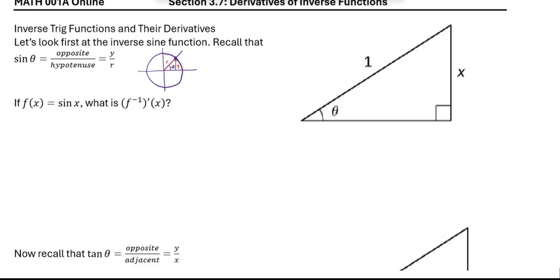But the sine function is opposite over hypotenuse. We call that y over r in general for any r. You can see the triangle I have at the right would be specific to r equal to 1. And notice I've labeled this x. We're going to come back to why I've labeled that x in just a second. So here's the setup: if f of x is sine x, if f is the sine function, what is the derivative of the inverse?